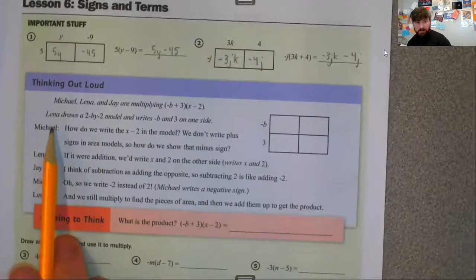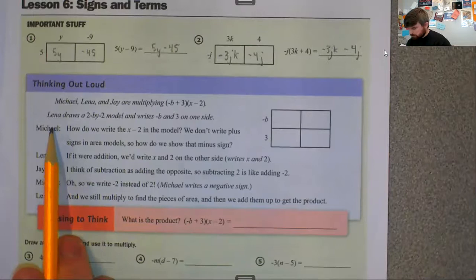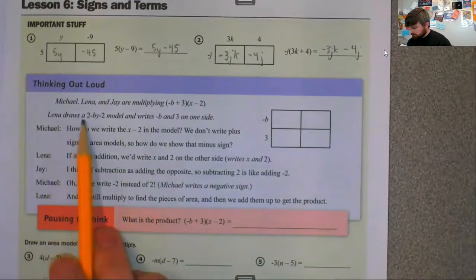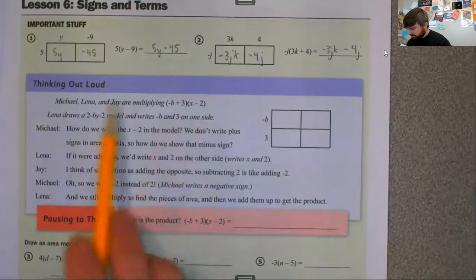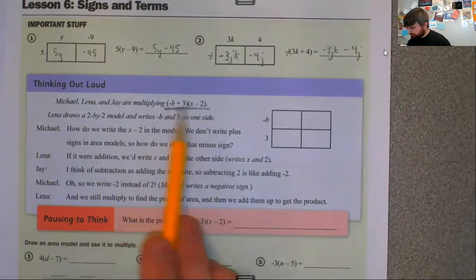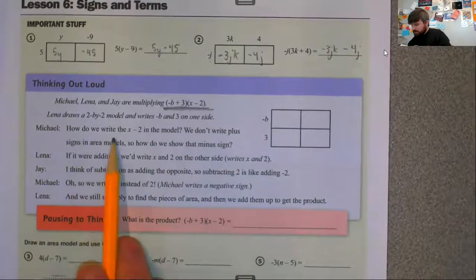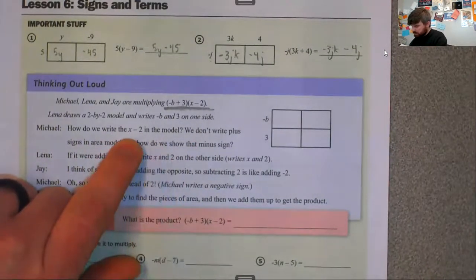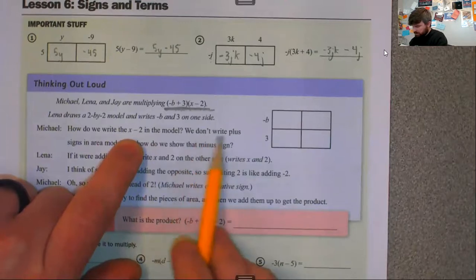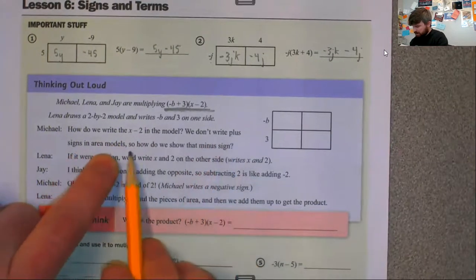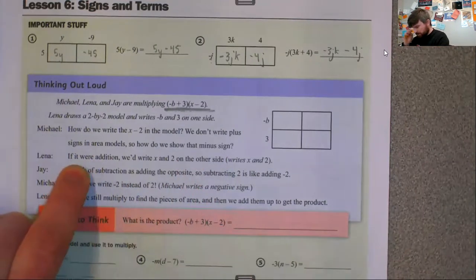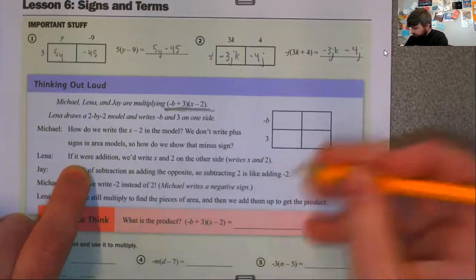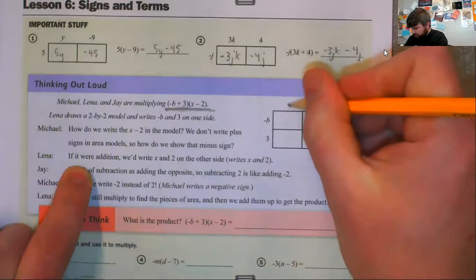So think out loud dialogue here. So they draw a 2x2 model and write -b plus 3. Okay, it looks like they're multiplying this right here. Okay, how do we write the x minus 2 in the model? We don't write plus signs in the area model. So how do we write the minus sign? They say if it were addition, we'd write x and 2 on the other side. And so they write x and 2.